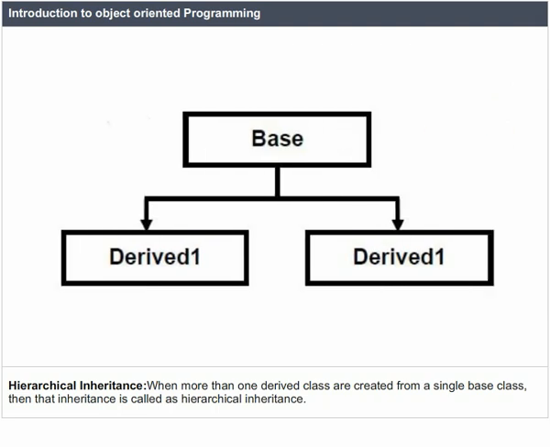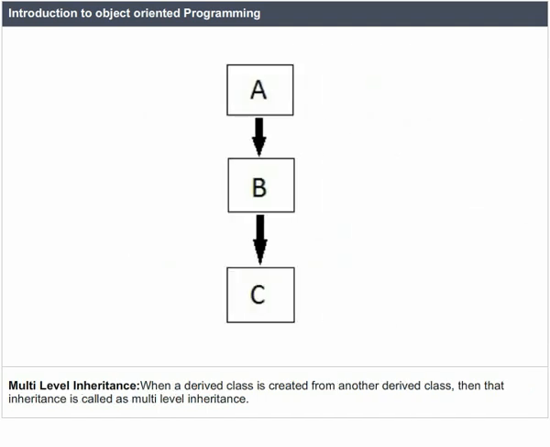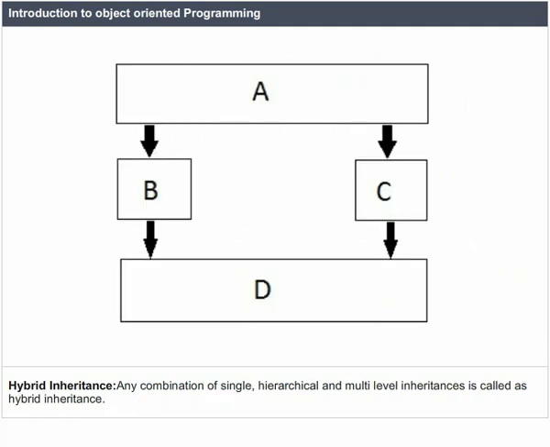Hierarchical inheritance. When more than one derived class is created from a single base class, then that inheritance is called hierarchical inheritance. Multi-level inheritance. When a derived class is created from another derived class, then that inheritance is called multi-level inheritance. Hybrid inheritance. Any combination of single, hierarchical, and multi-level inheritances is called hybrid inheritance.